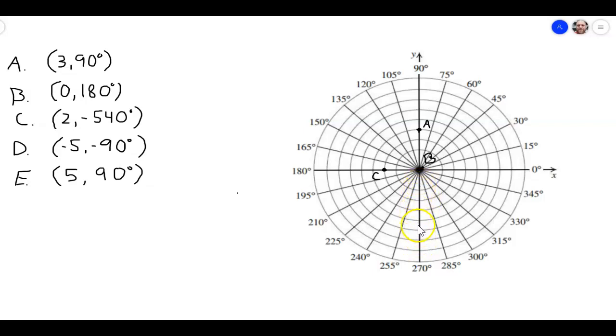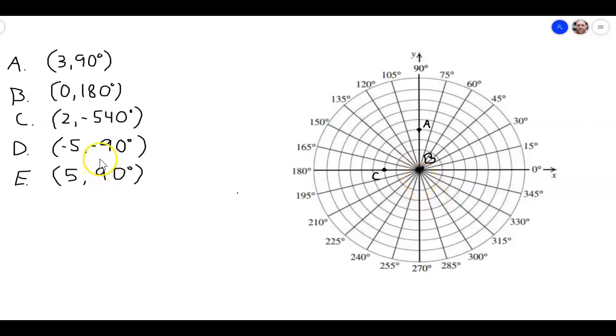So I'm pointing straight down. And then I go to my radius. Now my radius is negative 5. So that means I'm not going in the same direction as my angle. A negative radius means that I'm going in the opposite direction of whatever direction my angle is pointing in.